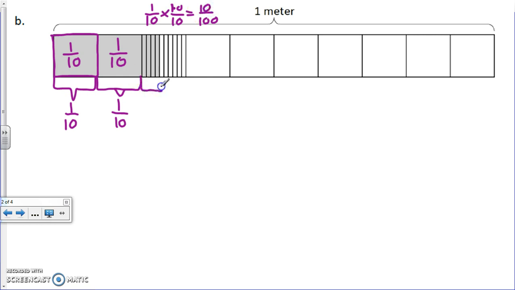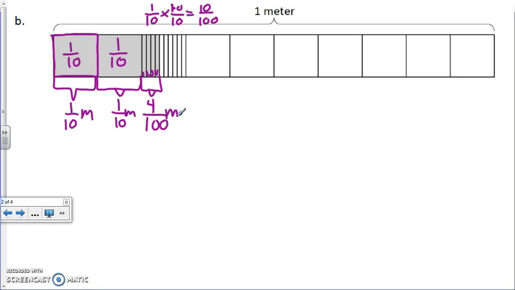If I count my picture, I will see that I have 1, 2, 3, 4. So I have 4, and again, what is my denominator? I've taken 10 pieces, and I've cut it in tenths again. So 10 times 10 is really what I'm doing. So it's a denominator of 100. And again, the units are all meters.